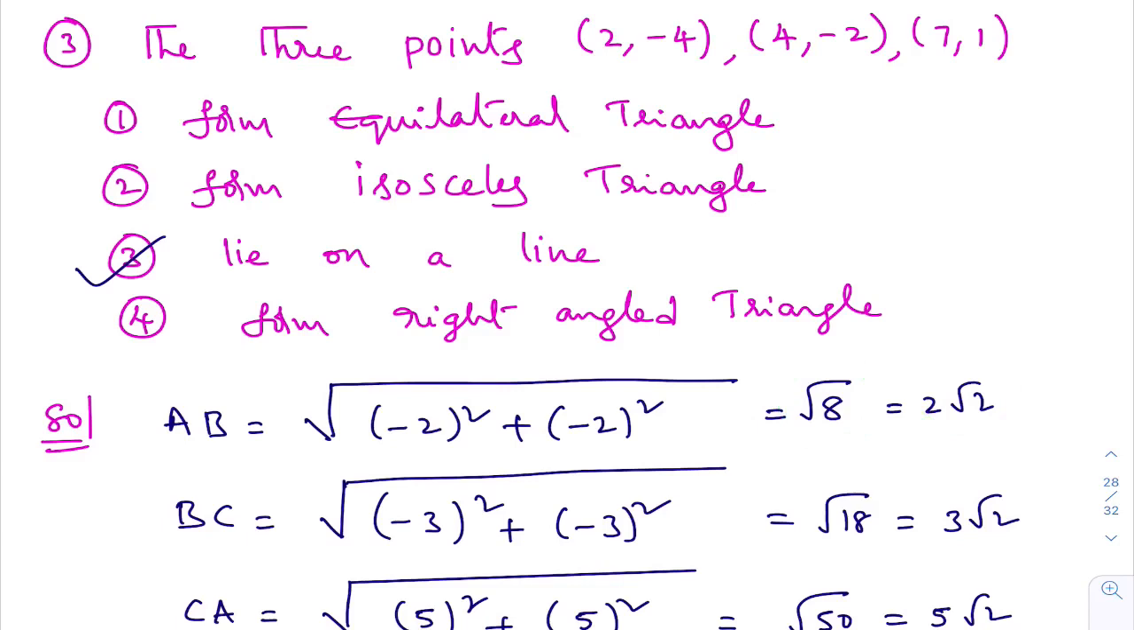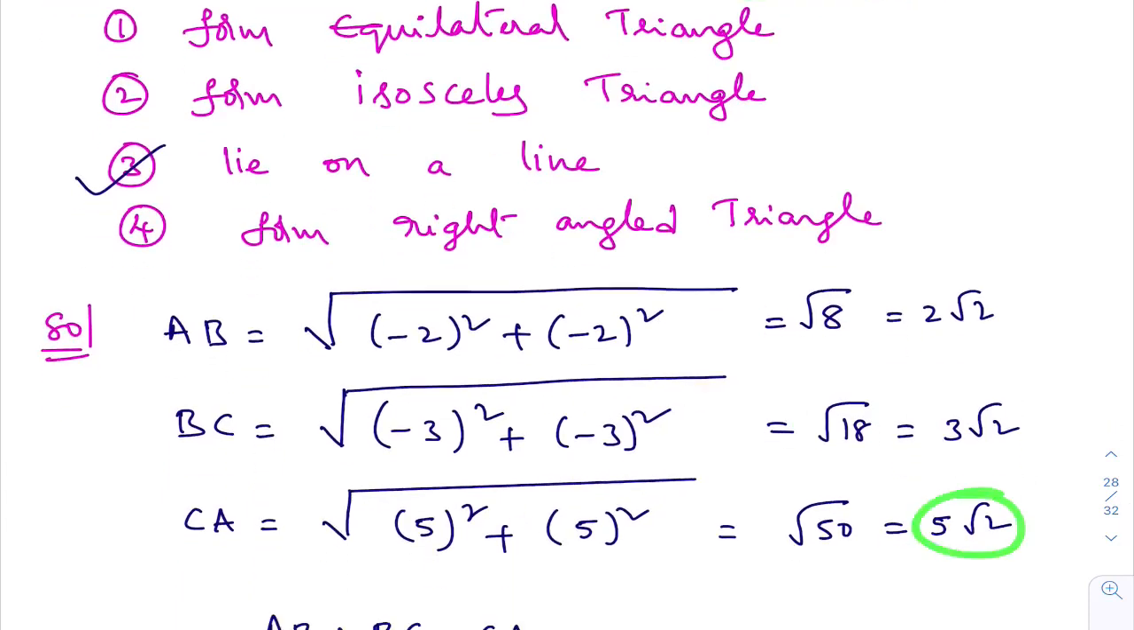Similarly, you calculate BC, the distance between these 2 points B and C. When you calculate the distance between these 2 points, what you are getting? You are getting root 18. 18 can be written as 9 into 2, root of 9 into 2, that is nothing but 3 root 2. Okay, BC I got 3 root 2. Similarly, I will calculate CA. What I got? I got 5 root 2.